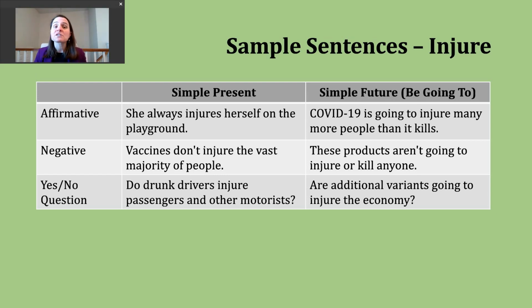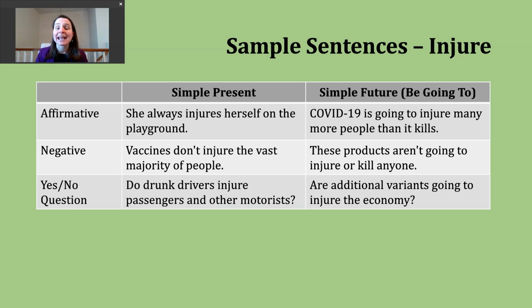And the thing we have to pay attention to in the simple present is our subject. If our subject is I, you, we, or they, we're going to use that base verb. But if our subject is he, she, or it, we need to add an S to the end of the verb. And you can see that in my affirmative example. She always injures herself on the playground. So maybe we're talking about a little child who frequently falls down, hurts herself.